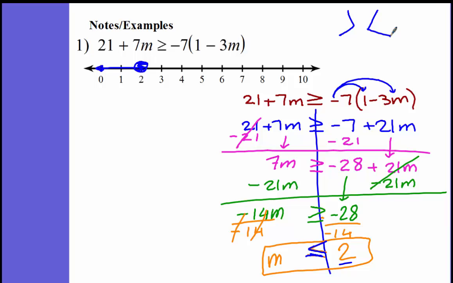Now let me make this a little easier to understand. If you look at those two symbols, which one looks like an L? This one. L is for less than. Just pretend that L stands for less than, and less than means left. Less, left.